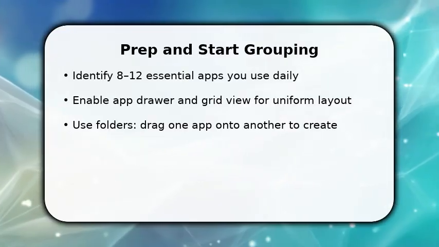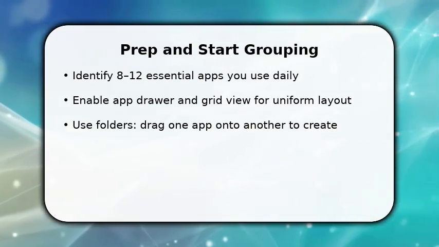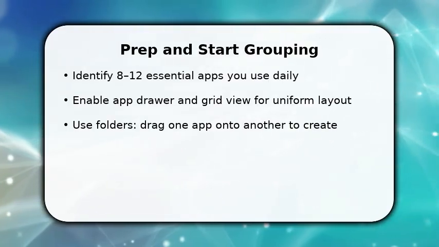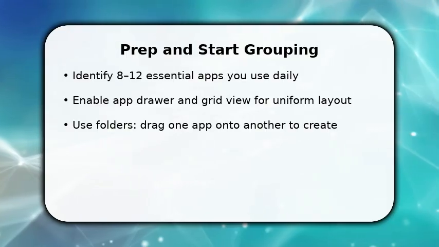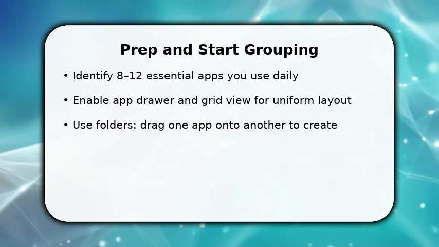You'll begin by picking your essential apps and committing to a single layout. Start now. Long press an app, drag it onto another to create a folder, and name it clearly. Explain why. Folders cut home screen clutter and speed access. Once done, move only the core items into this folder.